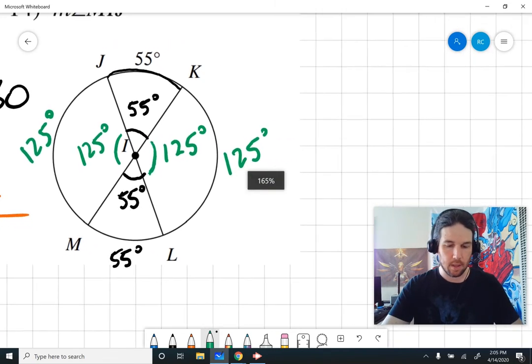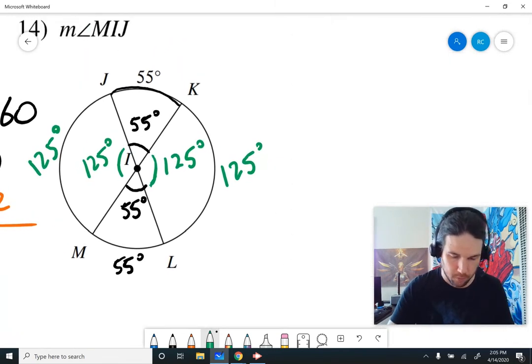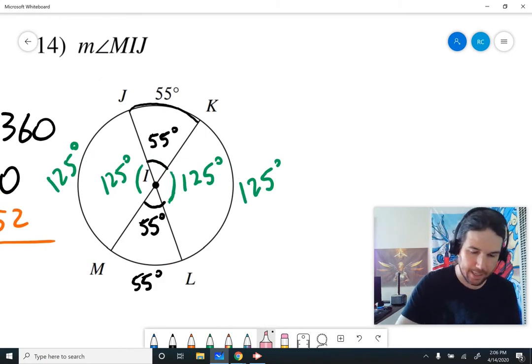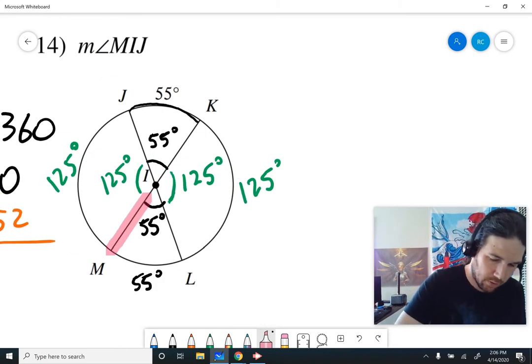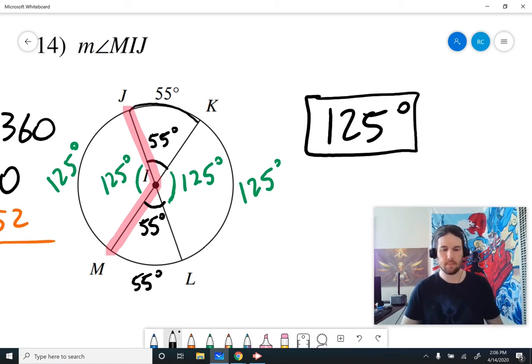Okay, so what are we actually looking for? We're looking for the measure of angle MIJ. That's this one right here. It's 125 degrees. No problem. Let's do a few more.